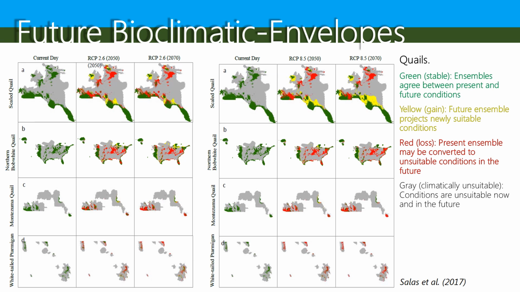The first column here shows you the current condition of the species. The second column shows you the projection to the year 2050, and the third column shows you the projection of the suitable habitat for the species in the year 2070. So this set right here is for the RCP 2.6, while the set over here is for the projection using RCP 8.5.